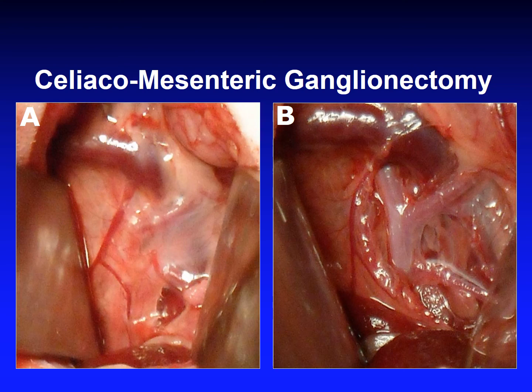So in A, you have the ganglia intact, and in B, you have it removed. The celiaco-mesenteric ganglia is removed. That is what we call celiaco-mesenteric ganglionectomy. Ganglionectomy is removal of the ganglia. It's a microscopic surgery that requires removal of the ganglia from between the celiac artery and the cranial mesenteric artery.